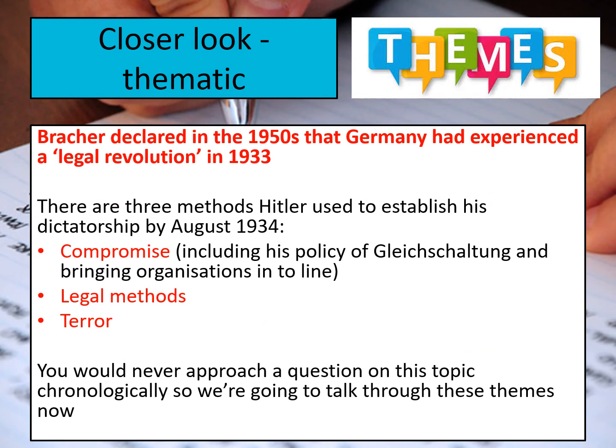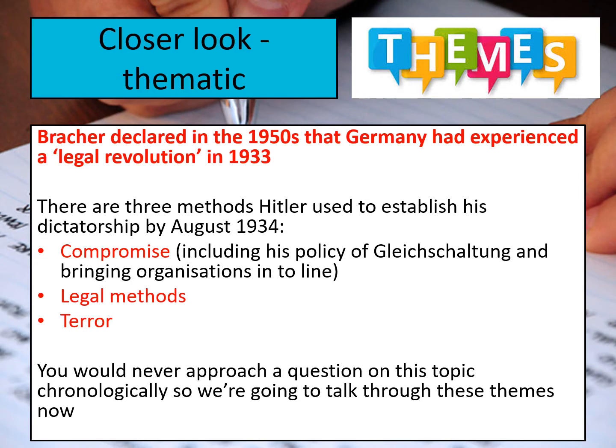So you've had an overview of all of the different events that played a role in Hitler becoming dictator. We're now going to think about it in a thematic way so that you've basically got some idea of what your paragraphs would be if you were to do an exam question on this. The reason that we're looking at it thematically is because there's been a massive debate amongst historians about what method was the most important in helping Hitler establish dictatorship.